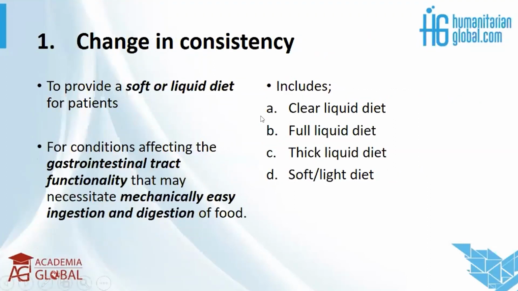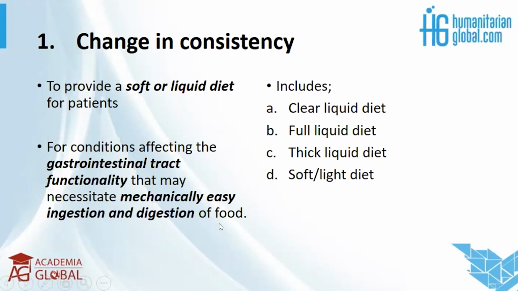So how do we change the consistency of food in diet therapy? First of all, we do this in order to provide a soft or liquid diet for patients, and it is done for conditions that affect the gastrointestinal tract. In this presentation, I might be calling it the GIT. It means the same thing: the gastrointestinal tract, whose functionality, that is the ingestion and digestion of food, may be affected.